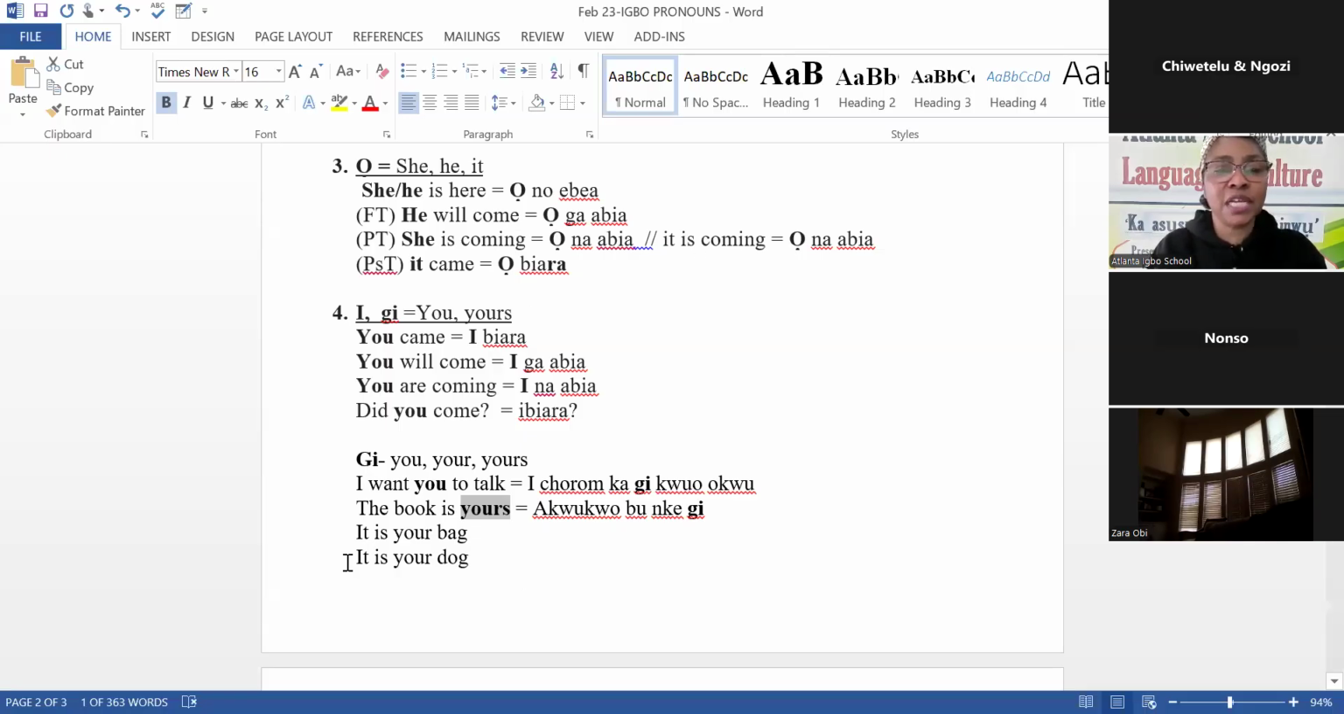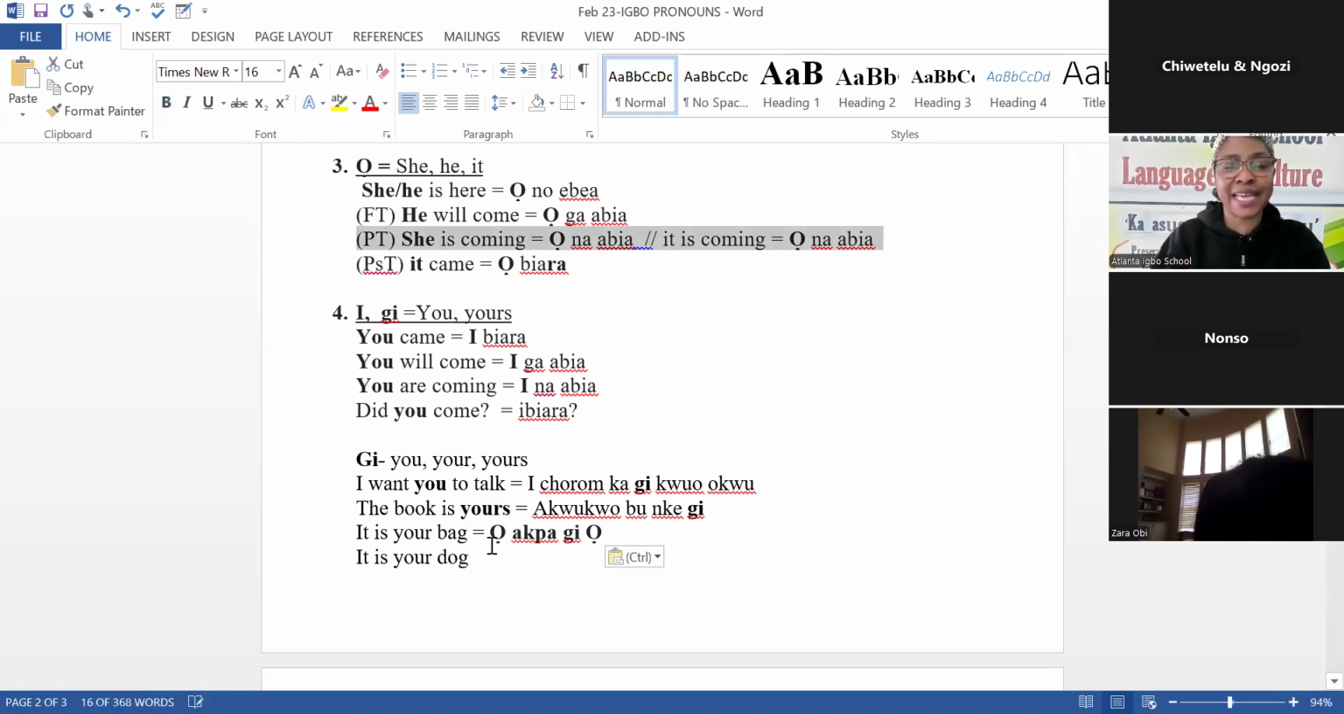And then when you say, it is your bag. Chiwadala, I see your hand. I'm coming. It is your bag. Ọ bụ akpa gị. So you need to pay close attention. Ọ bụ akpa gị. Gị. We are talking about gị here. We're not talking about any other thing. We're talking about gị. It is yours. Akpa. It is your dog.